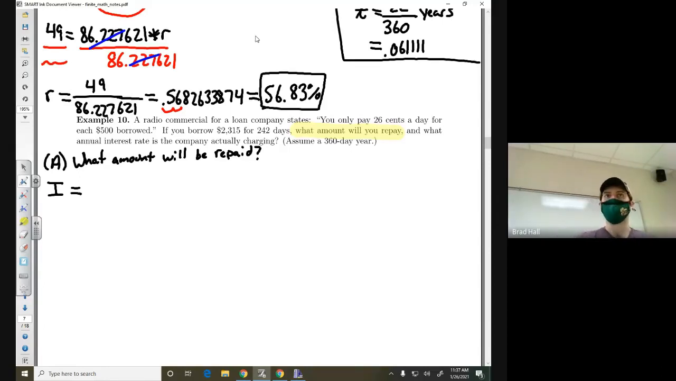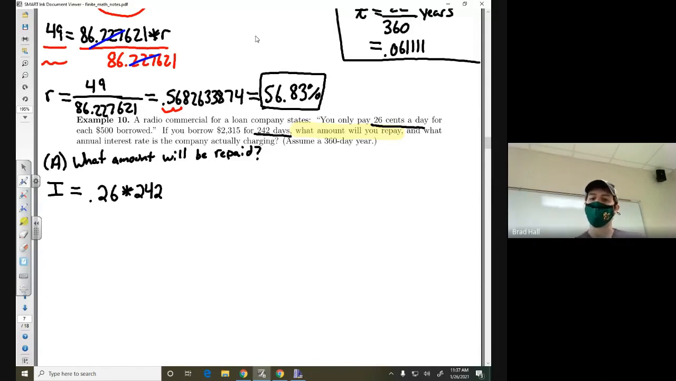The interest here, I'm not going to follow a formula. I'm not about to write down PRT. The reason why, the radio commercial is doing their own thing. They're saying, forget the formula. We're going to make up our own rules. And just to follow their words, step by step, 26 cents a day, so 0.26. And so how many days is that for? 242 days. So 26 cents for each day, and there's 242 days. So we have this so far.